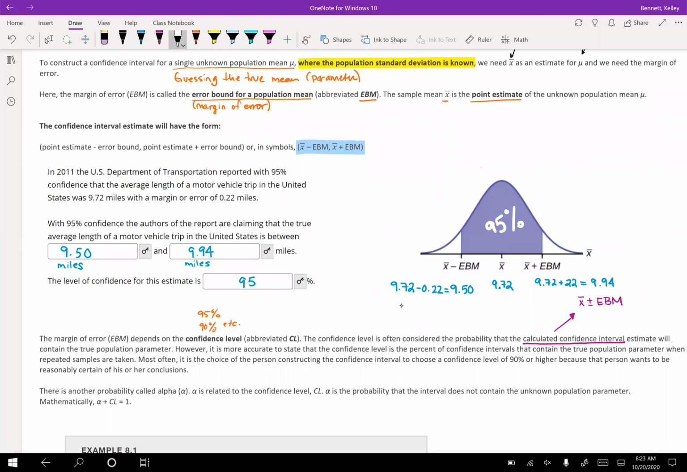So you can think about it: if we had a 90% confidence interval, how does that change? If we were only 50% confident, how does that change what our confidence interval is? We'll look at things like that.